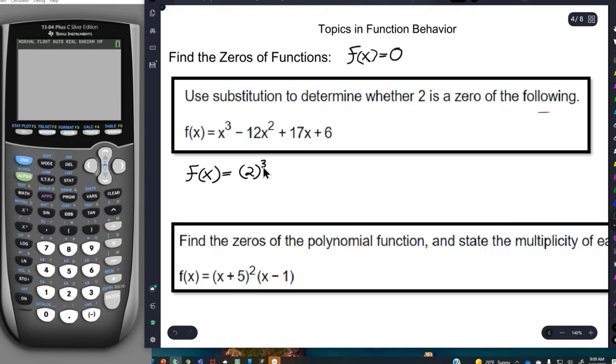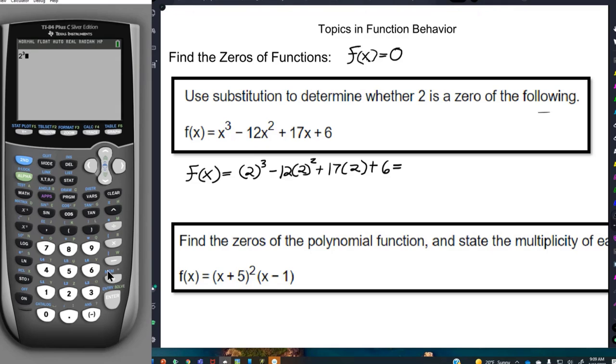2 to the third minus 12 times 2 squared plus 17 times 2 plus 6 equals. Now, if I get a zero there, it means that 2 is a zero of f of x. And if I get any number other than zero, then 2 is not a zero of f of x. So let's see.